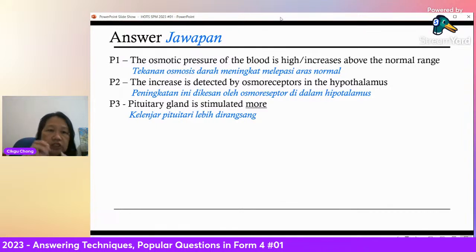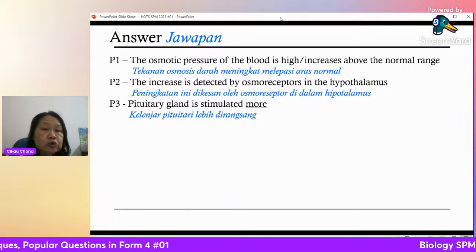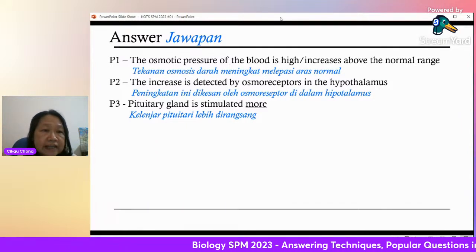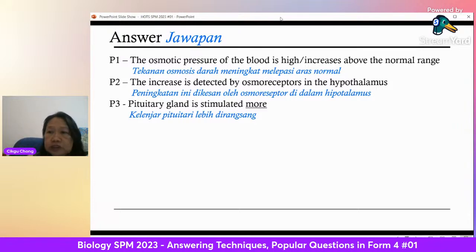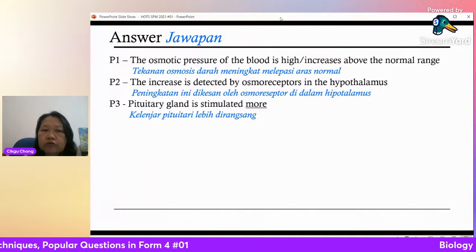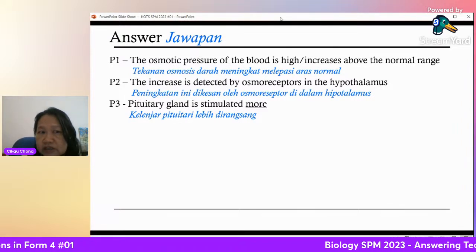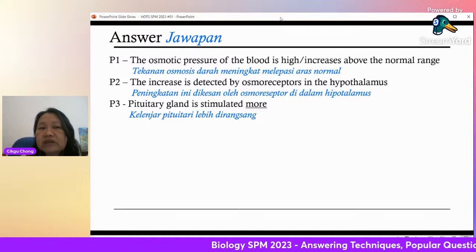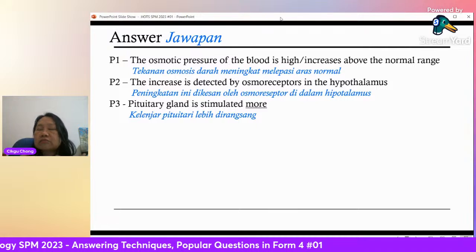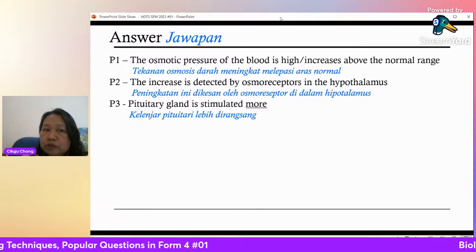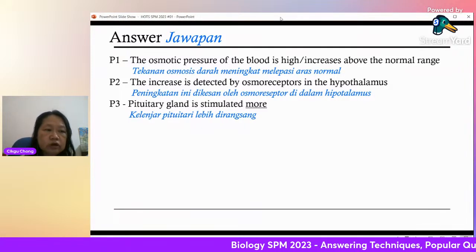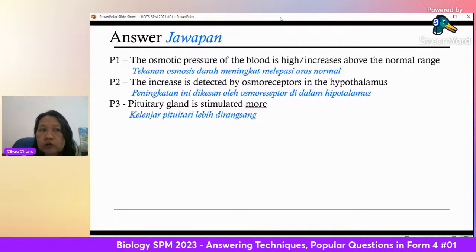Your osmoreceptors will send a message to your medulla oblongata, which we call the control center, and it's going to send a message to your pituitary gland. So your pituitary gland is going to be stimulated more. Please make sure you write the word more, because under normal condition, the pituitary is stimulated anyway. But because under extreme condition where your osmotic pressure increases, your pituitary gland will be stimulated more. So make sure you write the word more, because if you do not write more, you may not get your mark. It shows that there's a difference.